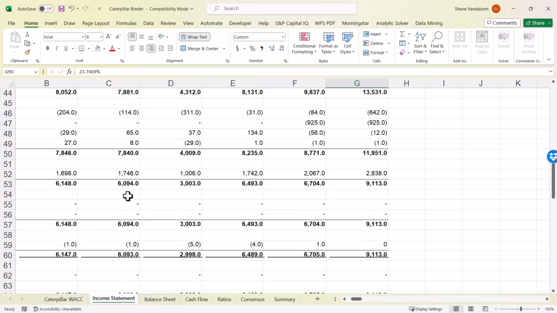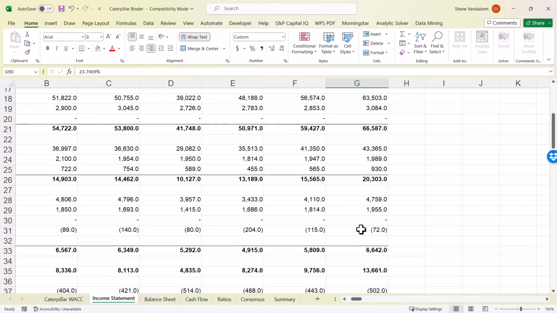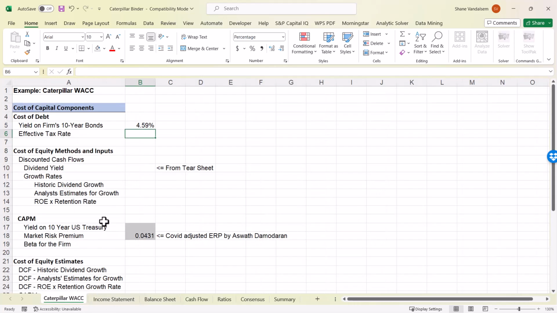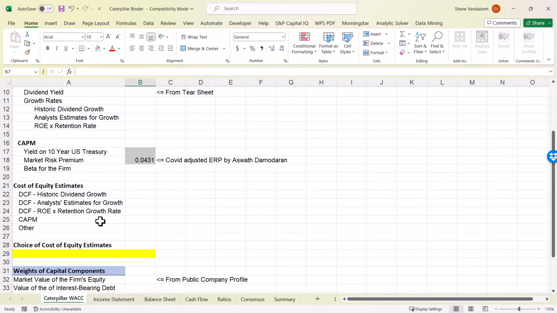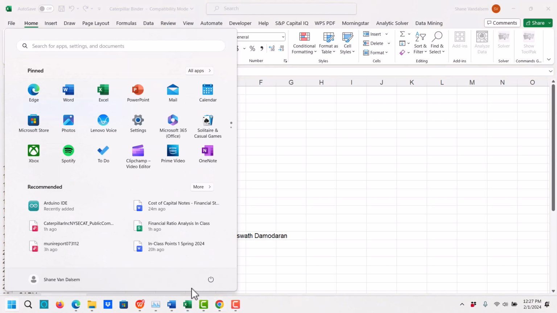The most recent one, and I'll go back up to the top here, for the last 12 months ending September 30th, 2023, the effective tax rate for that 12-month period was 23.7%, which was very close to the actual fiscal year end before that of 23.6. So we'll go ahead and use this value here, 23.7%, for the effective tax rate. And I'll put that in as 0.237, or 23.7%. What we'll eventually do is use that to calculate the weighted average cost of capital. I'm going to go back out to the notes here.